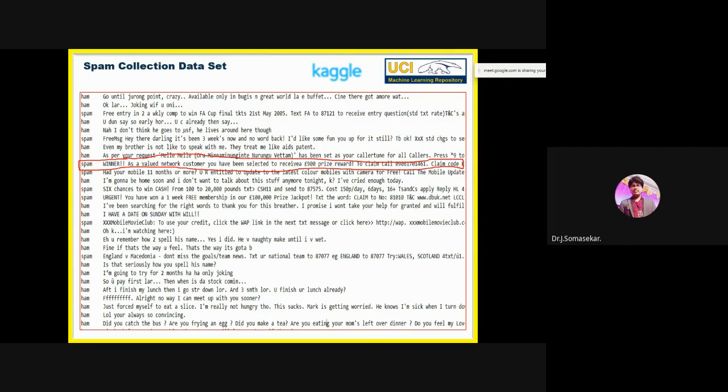So here, winner, you can see. You are selected and you will receive 9,000 pounds prize money. And also please call this number, and again they will ask for some money, or please deposit to Paytm, PhonePe, like that they will ask. This type of mail is spam mail. Automatically it will go to the spam folder. How is it possible? How will the Bayesian classifier help to send these mails to the spam folder?